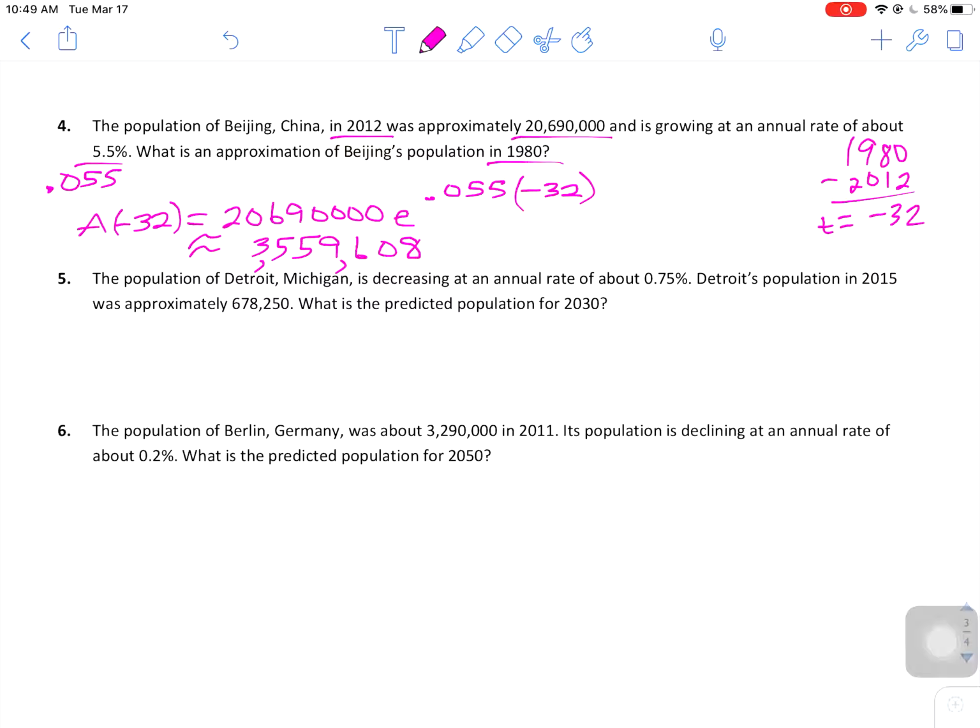So this number is definitely smaller than the original number, which makes sense because we're saying that in 1980, the population was 3,559,608 people, and then it grew to 20,690,000 in 2012. So that answer should make sense to us.